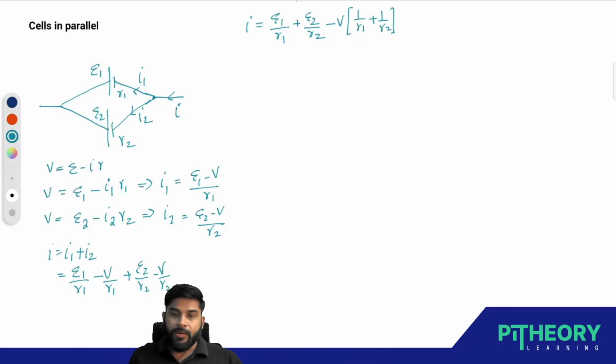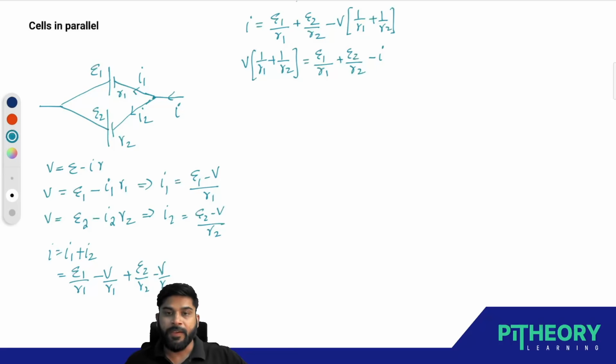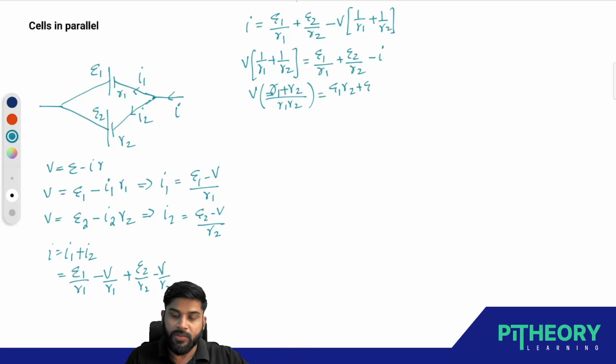Now this term, V into 1 by R1 plus 1 by R2, I'm going to take to the left hand side. So you get V into 1 by R1 plus 1 by R2 is equal to epsilon 1 by R1 plus epsilon 2 by R2 minus I. Next, let's write one more step. If I cross multiply this, you get R1 plus R2 divided by R1 R2, correct? This is equal to epsilon 1 R2 plus epsilon 2 R1 divided by R1 R2 minus I.